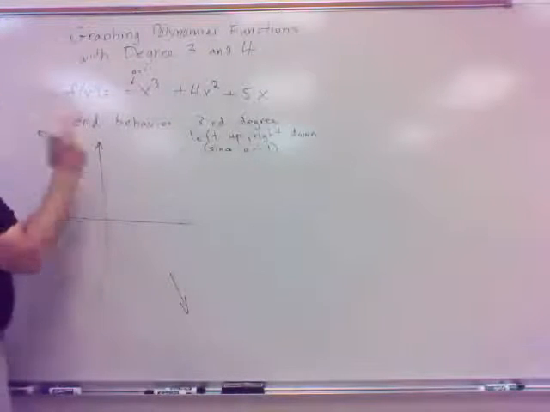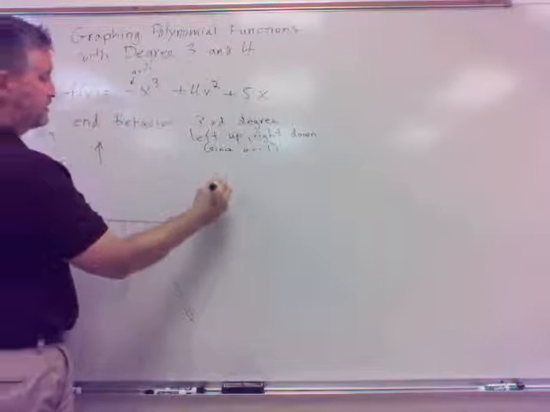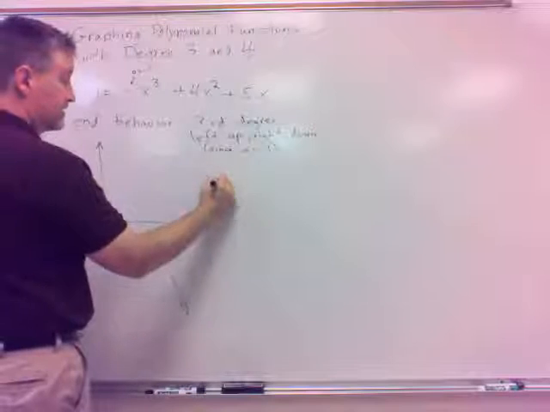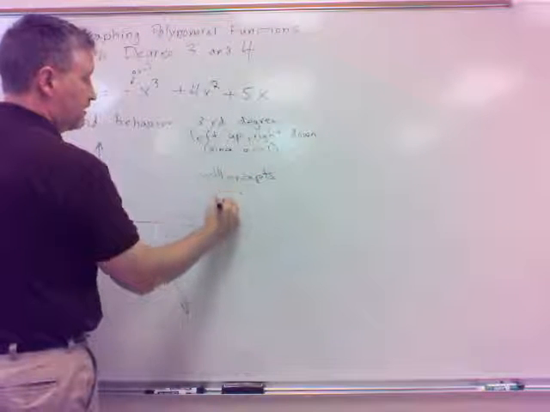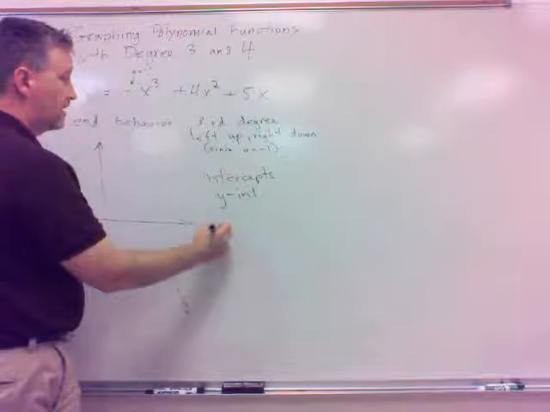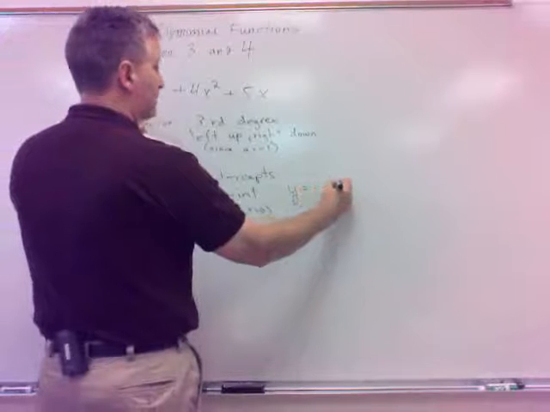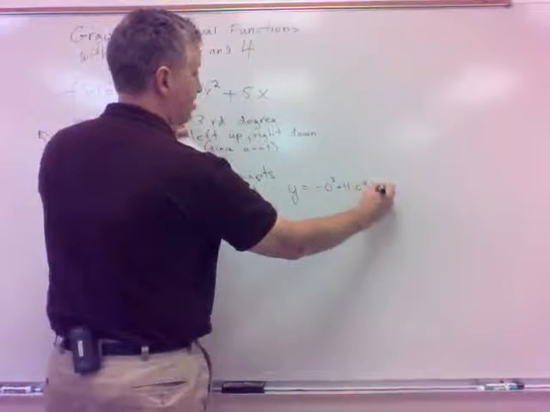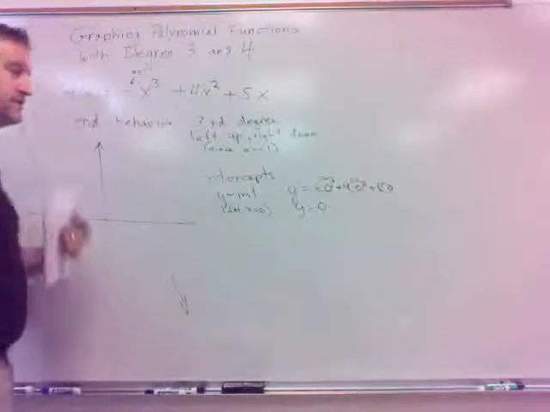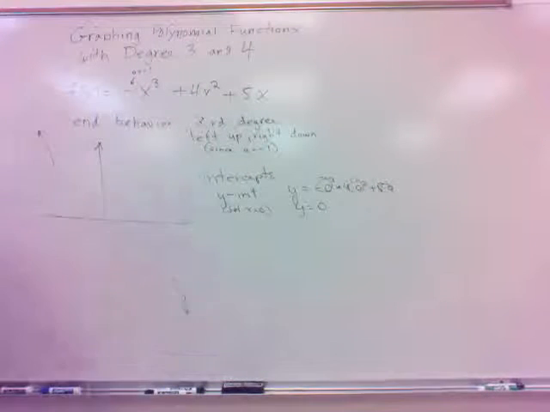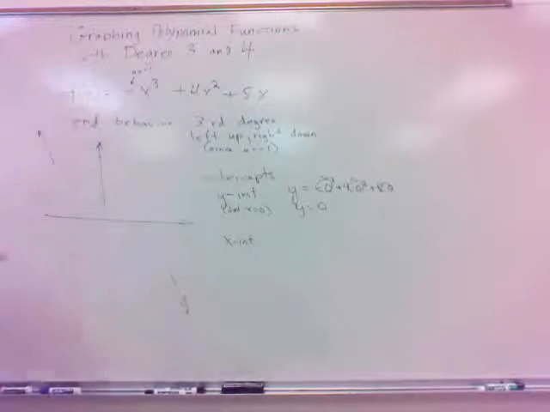Now, we also then, for the graph anyway, we then did talk about our intercepts. And the y-intercept, start with the easy one here. The y-intercept, you just set x to be 0, as always. And we get y equals, that'd be negative 0 cubed plus 4 times 0 squared plus 5 times 0. Well, that's 0, that's 0, that's 0. So the y-intercept is 0, isn't it? Everything zeroes out.